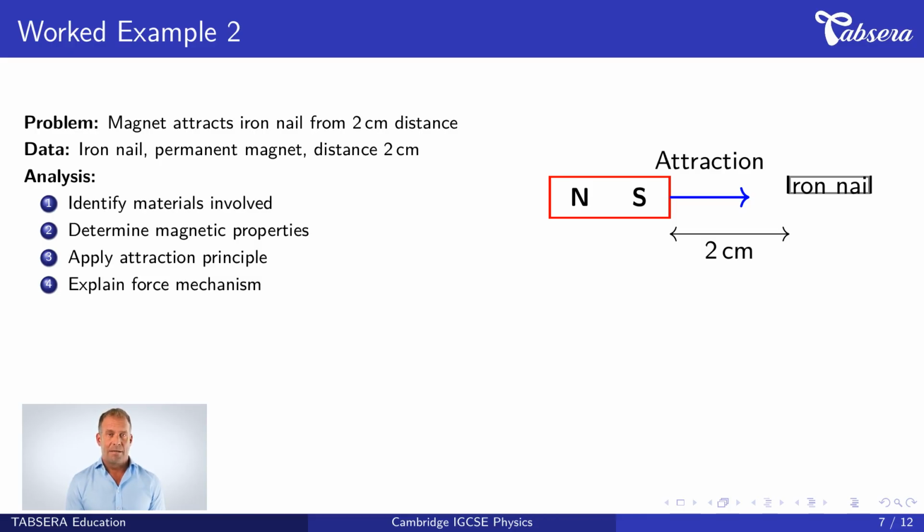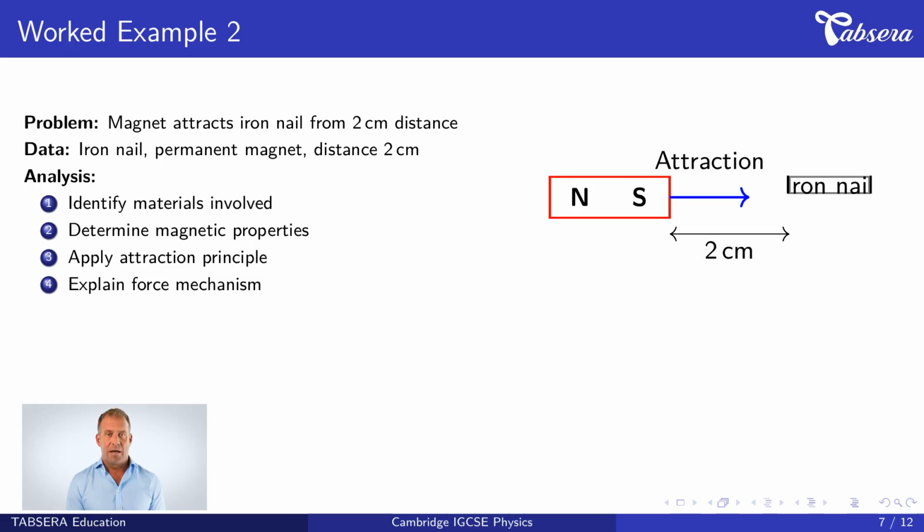Now we analyze systematically. First, identify materials involved. We have a permanent magnet with fixed N and S poles, and an iron nail, which is a magnetic material. Second, determine magnetic properties. Iron is ferromagnetic, meaning it's strongly attracted to magnets and can become temporarily magnetized.